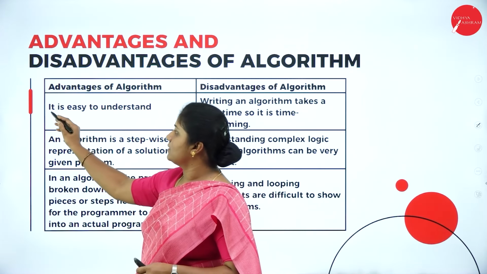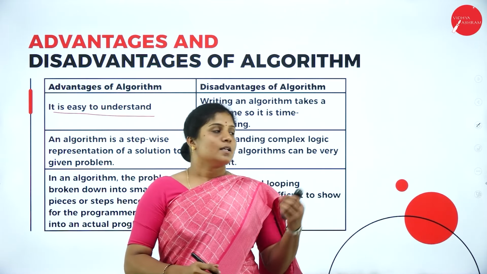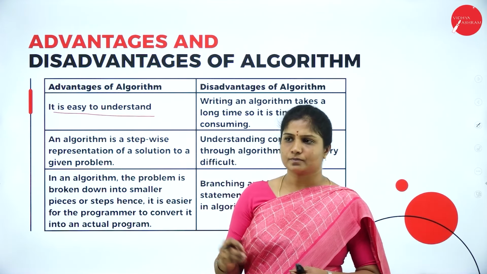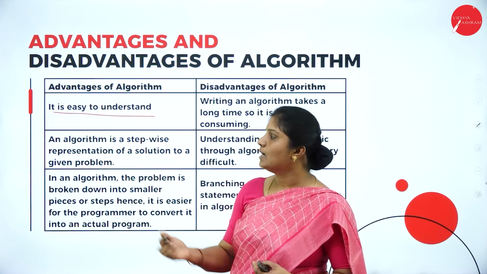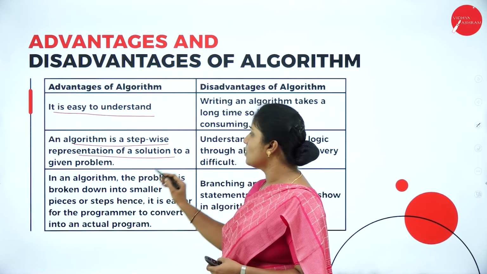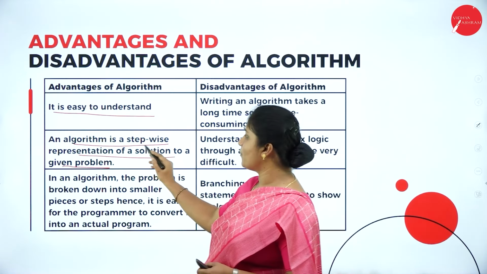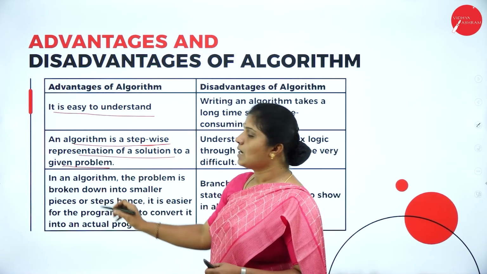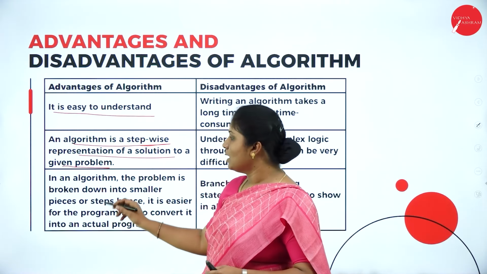So advantages: it is easy to understand. Yes, it is easy to understand. As I wrote, read A and B. Yes, you understood, I also understood, isn't it? An algorithm is a stepwise representation of a solution to a given problem. I wrote 6 steps to add 2 integers.